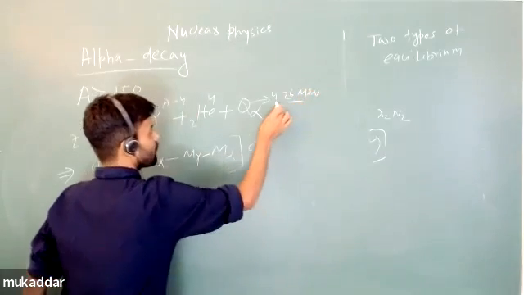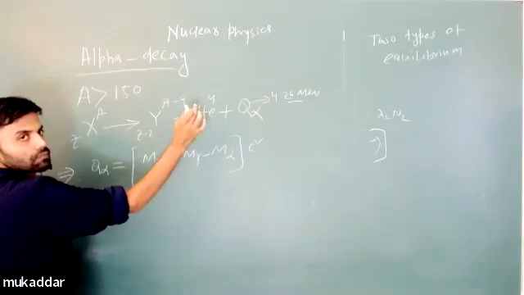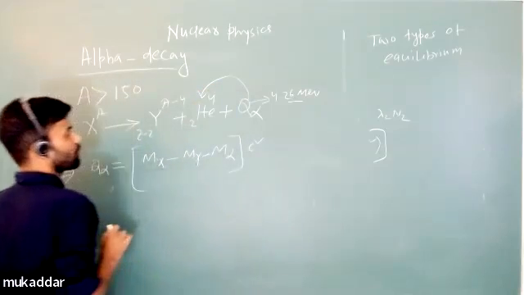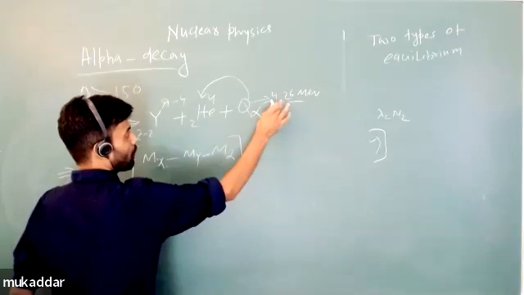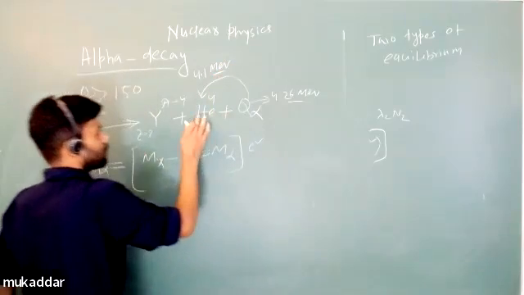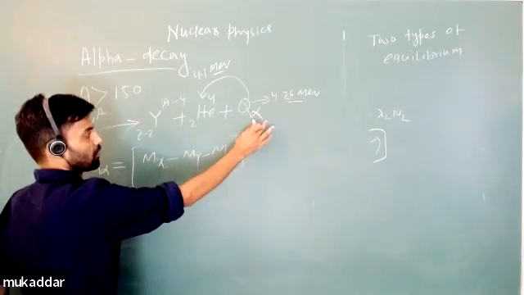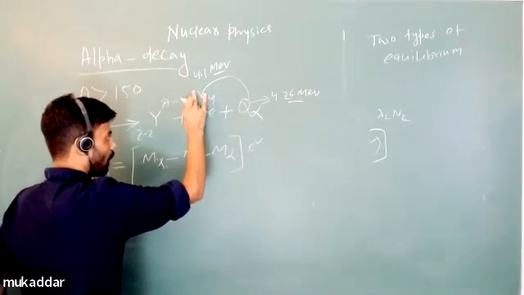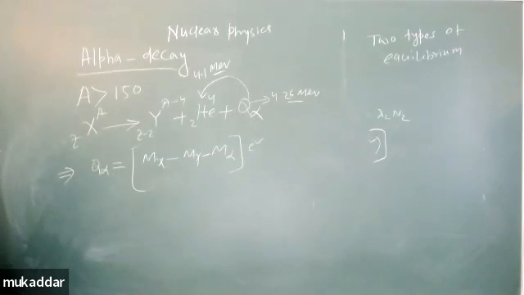This energy will be distributed as kinetic energy of the daughter nucleus plus the alpha particle, but most of the energy will be carried as kinetic energy of the alpha particle. Suppose this energy is 4.26 MeV. Of this, around 4.1 MeV will be carried by the alpha particle as kinetic energy. That's why I write Q alpha. What does it mean? That most of the energy will be carried by the alpha particle in the form of kinetic energy. I will derive it also. So is this clear?